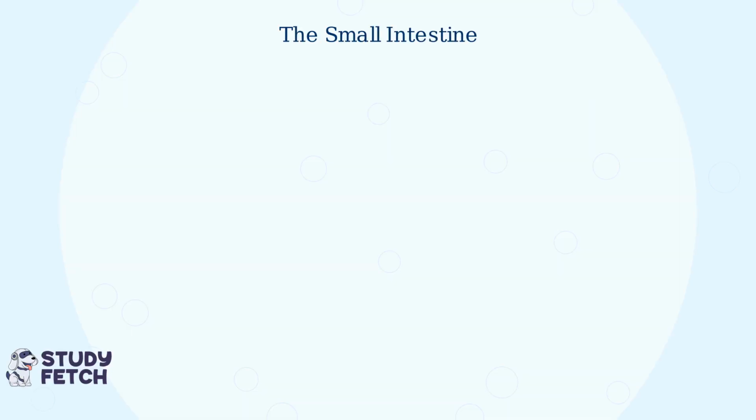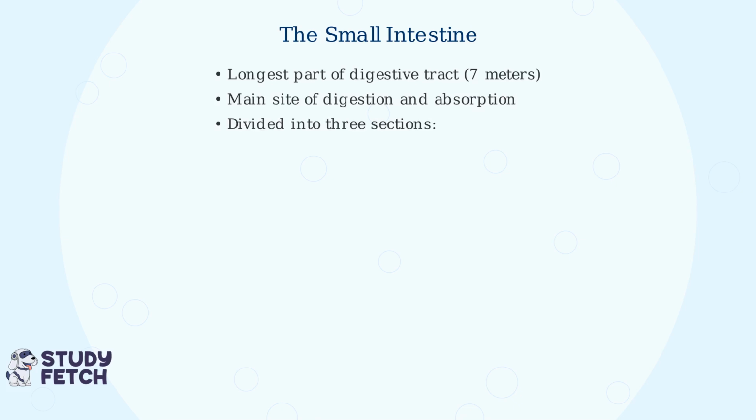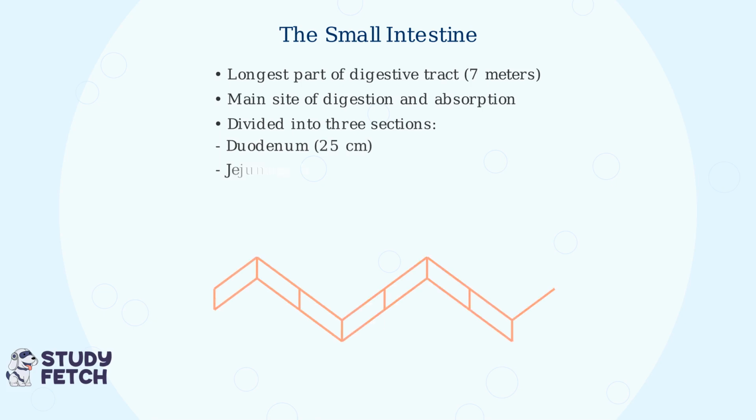The small intestine is the longest part of the digestive tract, measuring about 7 meters in length. It's the main site where digestion and nutrient absorption take place. It's divided into 3 distinct sections: the duodenum, which is about 25 centimeters long, the jejunum, about 2.5 meters, and the ileum, which makes up the final 3.5 meters.